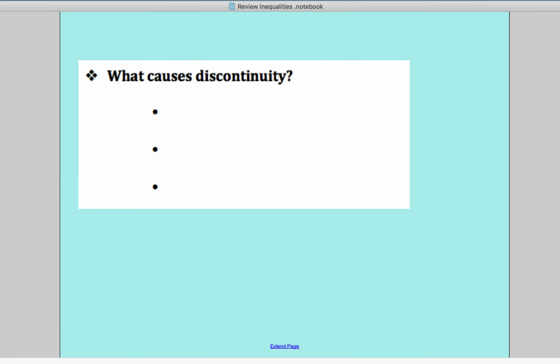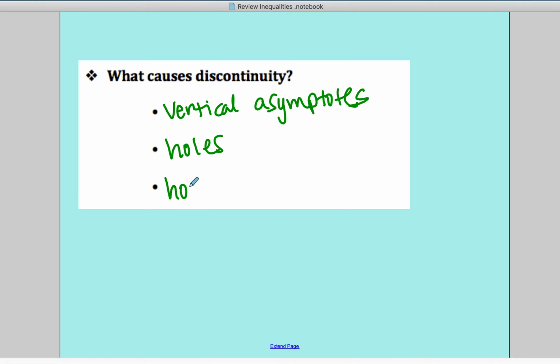So what causes discontinuities? There are actually 3 of them. You know 2. I just told you we got our vertical asymptotes, we got our holes, and then lastly, the other option is horizontal asymptotes. So let's go ahead and look at these types of discontinuities.